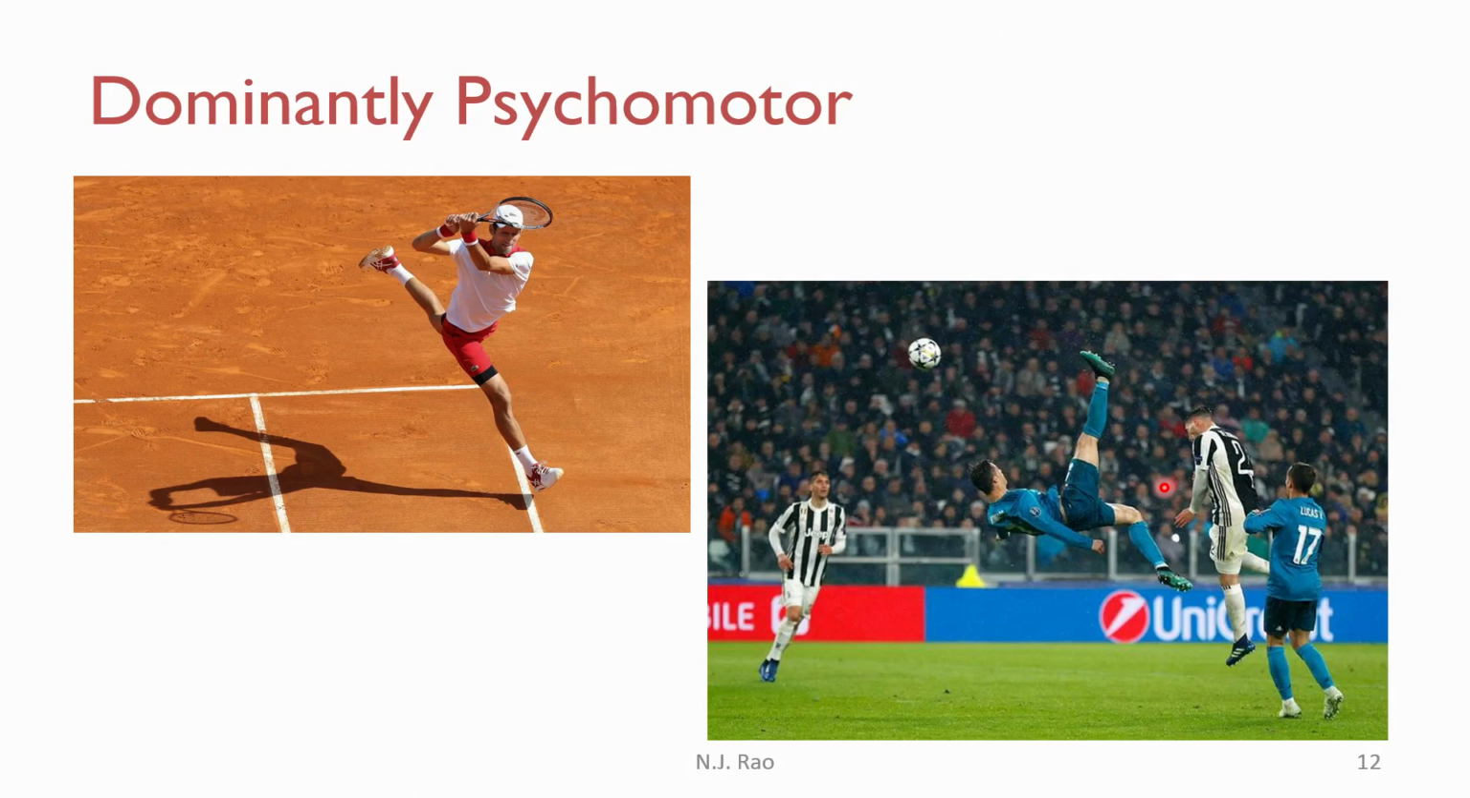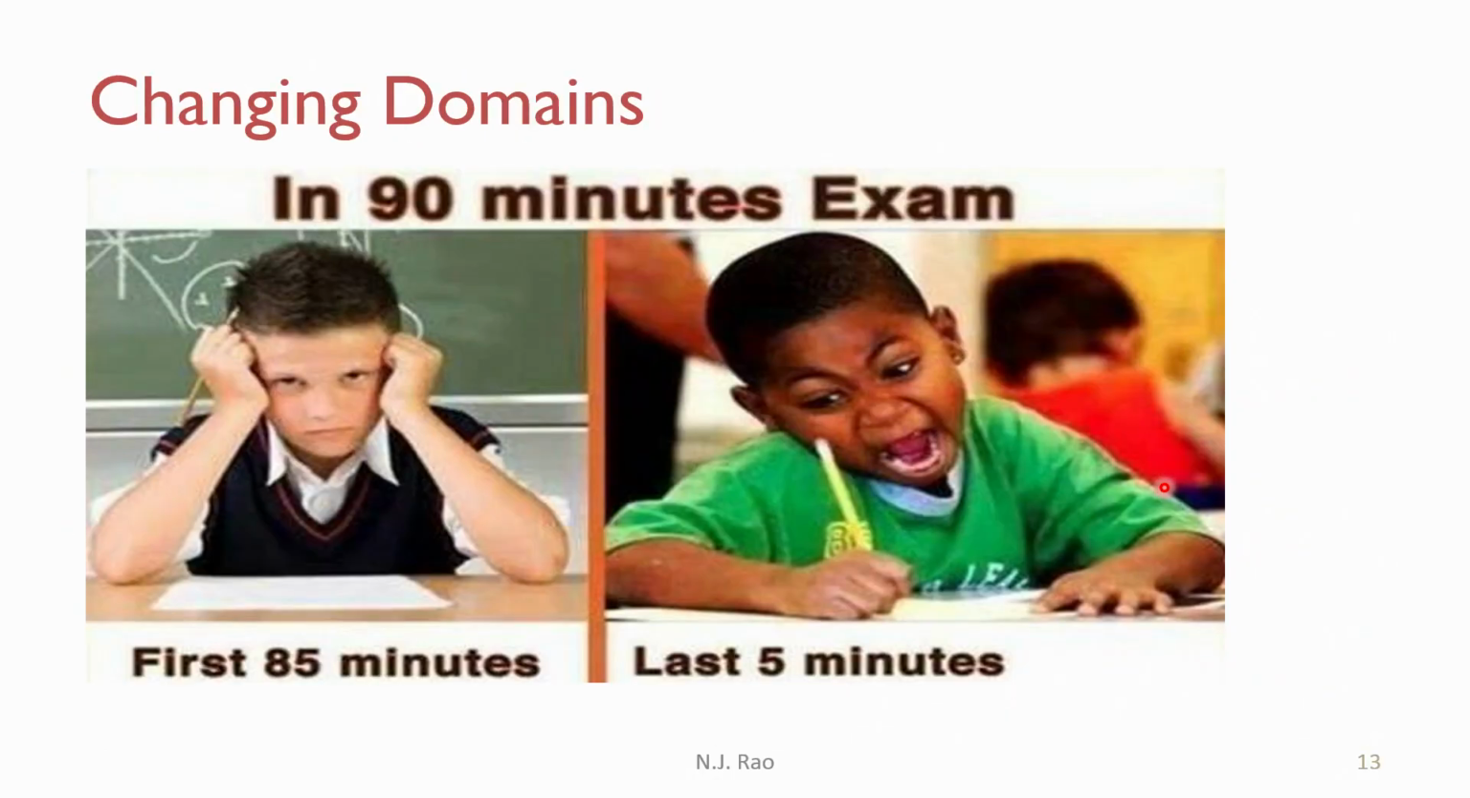Sometimes, in a given experience, you will go through various domains in a limited period. For example, in a 90-minute exam, for maybe the first 85 minutes you are dominantly cognitive, but the last 5 minutes can be quite emotional and go into the affective domain if you are not happy with what you did earlier. So you can have changing domains also.